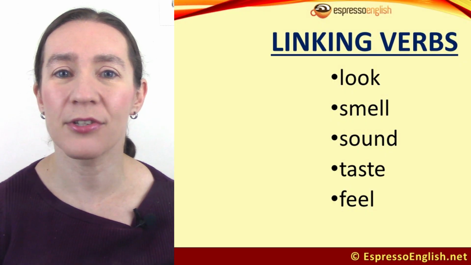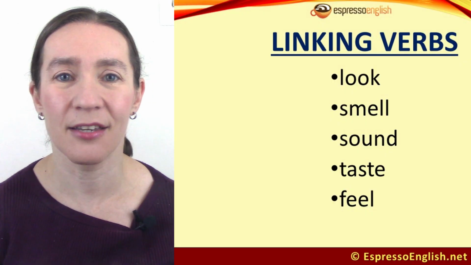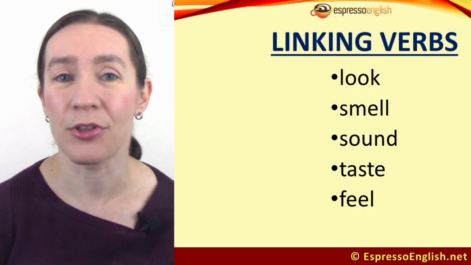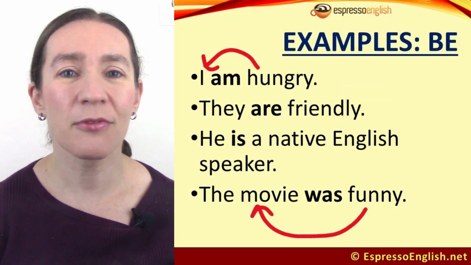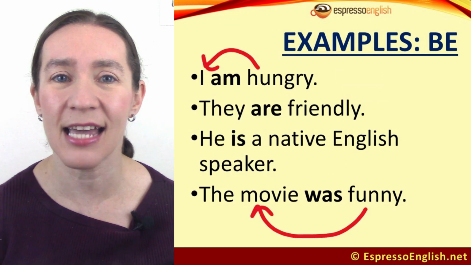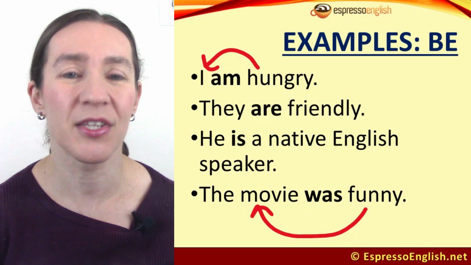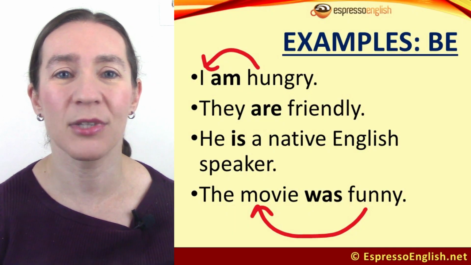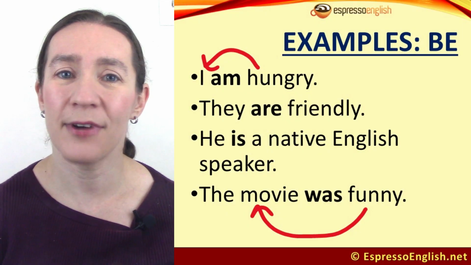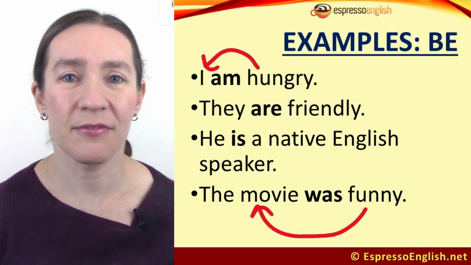There are a few others that are only occasionally linking verbs, and I'll talk about those at the end of the lesson, about verbs that can be both linking verbs and action verbs. But first, let's see some example sentences using linking verbs to connect the subject of the sentence to its description, the subject complement. We'll start with the verb be. I am hungry. They are friendly. He is a native English speaker.